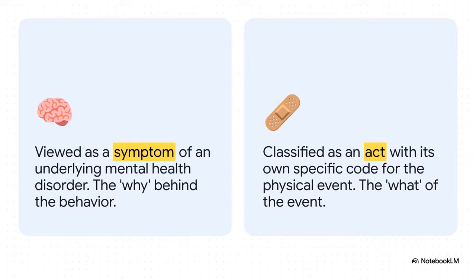Okay, so here's how that breaks down. On one hand, you have self-harm seen as a symptom. That's the why. It's a sign pointing to some kind of underlying condition. Then, on the other hand, it's classified as an act, and that's the what, the specific physical thing that happened. It's a really smart way to separate the psychological root cause from the physical action.